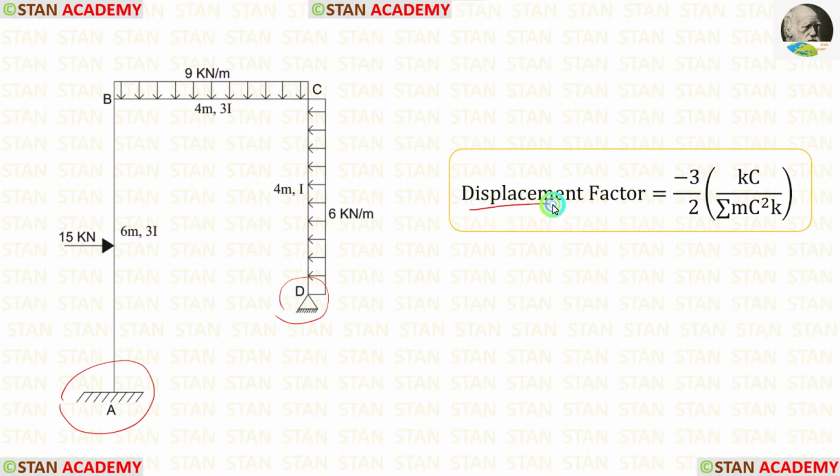So, for the displacement factor, we have to use this formula. Minus 3 upon 2 into KC upon sigma MC square K. Let us see how to apply the values in this formula.